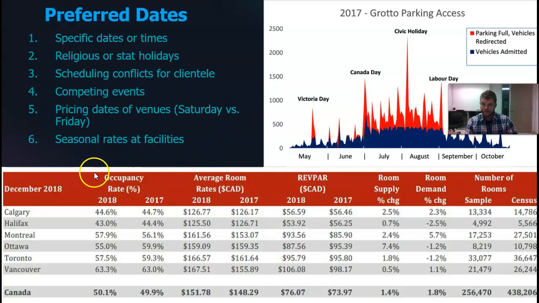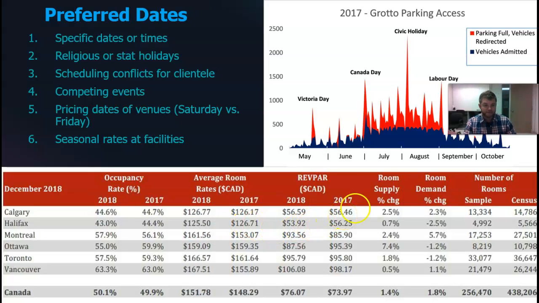So as you'll see here, we can look at occupancy rates of different cities, average room rates, and you can see maybe that there's a specific place that I want to hold my event because it'll be cheaper. So as opposed to maybe holding more of a Canada-wide event in Toronto, I can hold it in Halifax that has lower occupancy rates, a lower average room rate, and therefore might be a better place for us to run something like this.